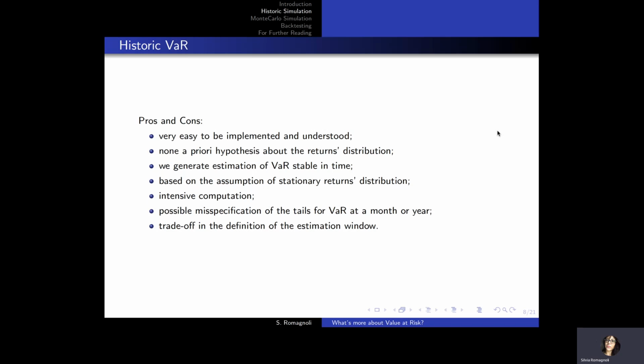As a matter of fact, there is a trade-off in the definition of the estimation window, because if we consider only the most recent data, we could have not enough data for the estimation of the value at risk. On the other hand, very old data could falsify the information due to incoherency with the current structure of the market.